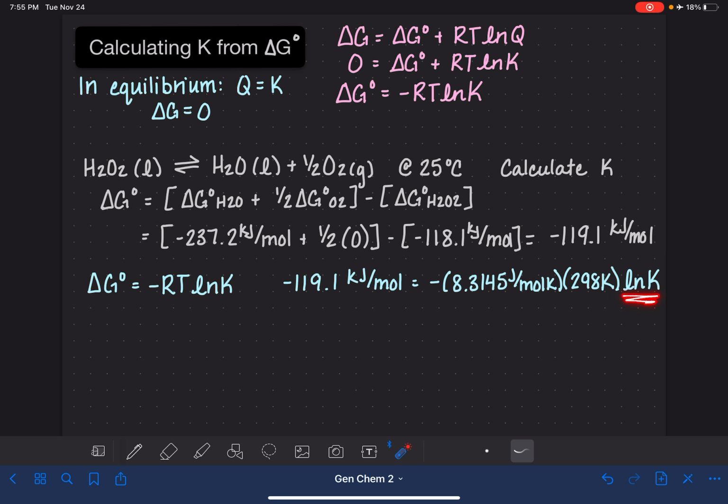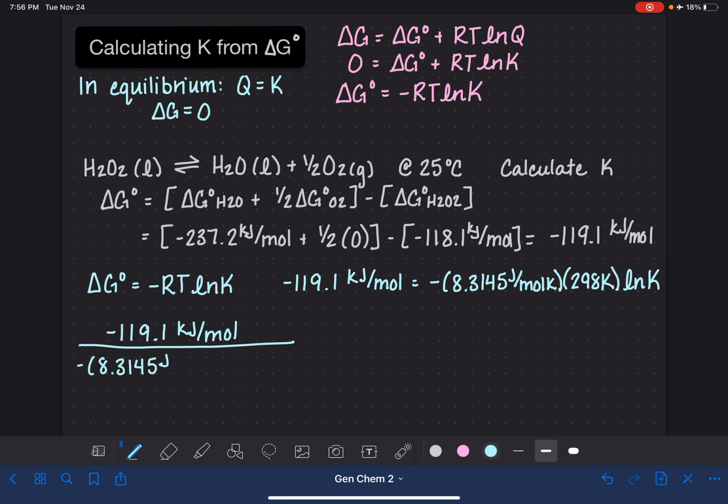Next we're going to isolate the natural log of the equilibrium constant K. We're going to do that by dividing both sides by this term. So our left-hand side is going to become negative 119.1 kilojoules per mole, divided by negative R, 8.3145 joules per mole Kelvin times 298 Kelvin, and that is equal to the natural log of our equilibrium constant K. It does get a little bit confusing because we have K, the equilibrium constant, and also K, the temperature unit. We just have to keep stuff straight.